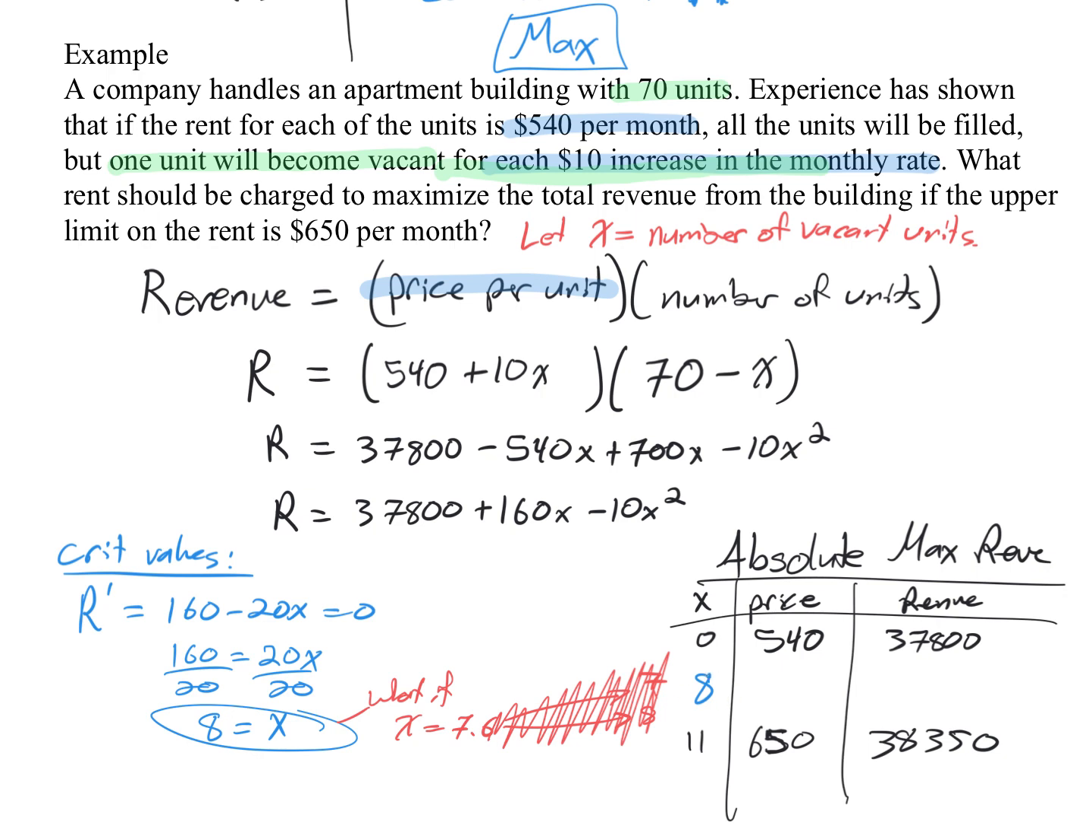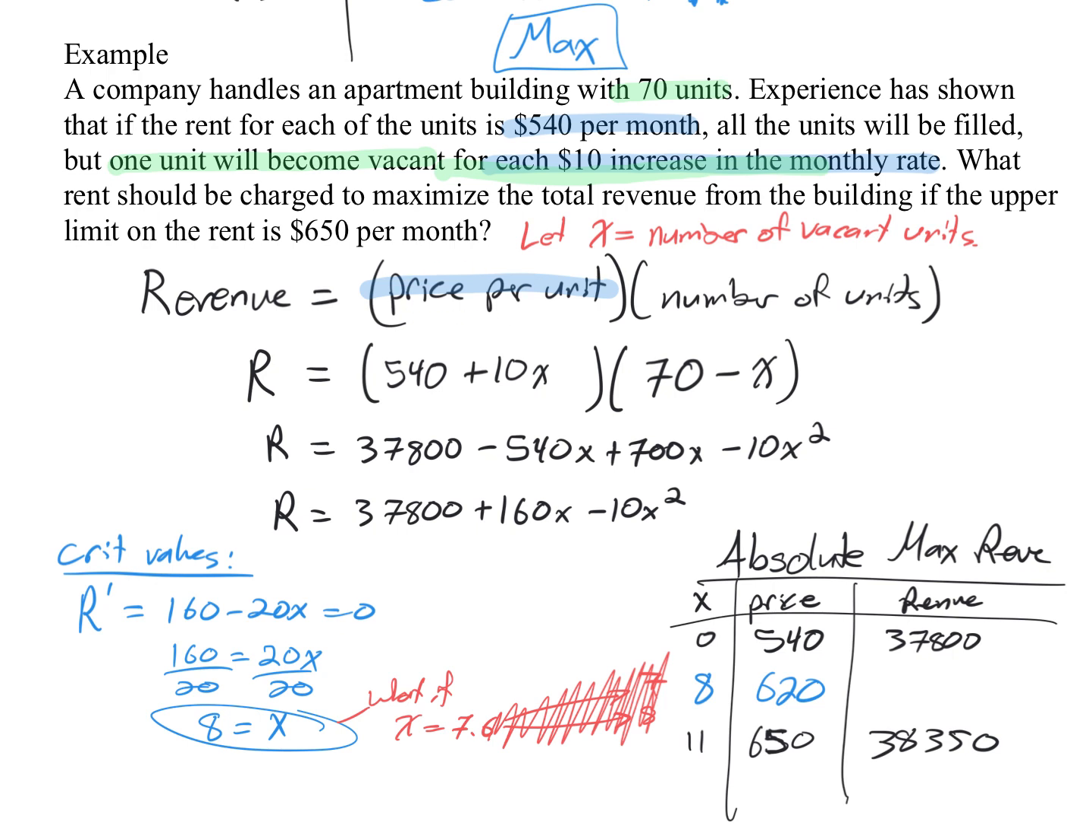So what will happen when x is equal to 8? Well, we can figure out the price. We started at 540 and we chose to have 8 vacant units, so that means we get to increase this price by $10 8 times. So 540 plus 8 times 10 ends up giving us $620. And then we can compute the maximum revenue. So then you can either put 8 into this function or compute it just with some common sense.